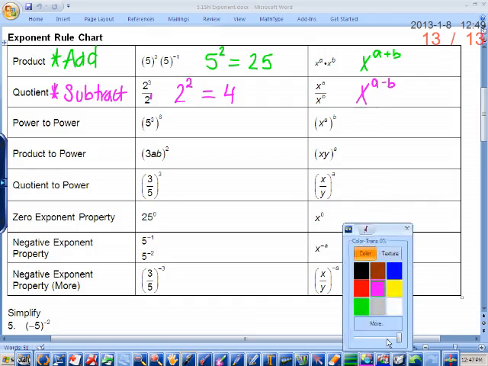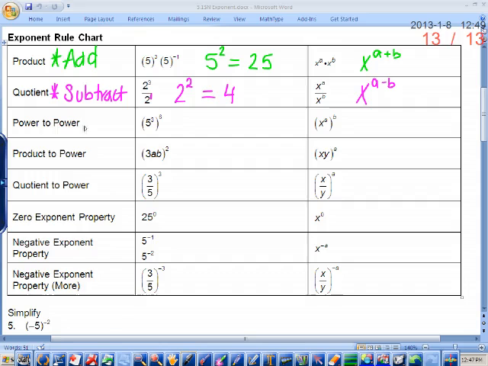All right, when you take a power and you raise it to another power, what do you do with those exponents? Multiply. So 5 cubed raised to the 6th power. Keep your base of 5, and then what do you do with 3 and 6? Multiply, so you get 18. So we kept our same base, x, and then multiply a times b.